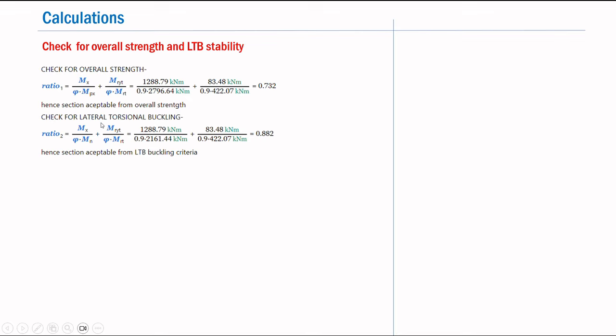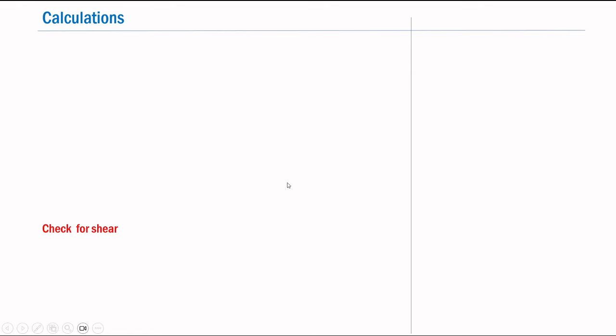And then we have the check for the LTB moment, wherein instead of the plastic moment we consider the Mn value, that is the nominal flexural strength of the section, and from the LTB consideration we find that the ratio is much more critical, 0.882. Therefore we find that the assumed section passes the overall strength as well as the LTB stability checks.